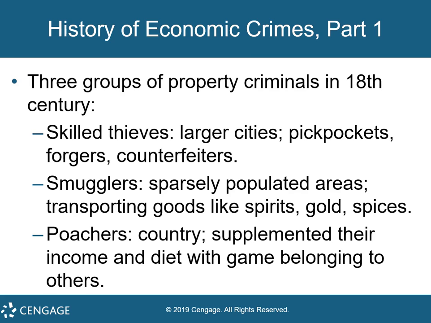They congregated in what they called, back in the day, flash houses, public meeting places, often bars or taverns, that served as their headquarters. At those locations, deals were made, crimes were plotted, and they would negotiate the sale of stolen goods. Then there were smugglers, individuals who moved freely in sparsely populated areas and transported goods such as alcohol, gems, gold, or spices without paying tax or duty fees.